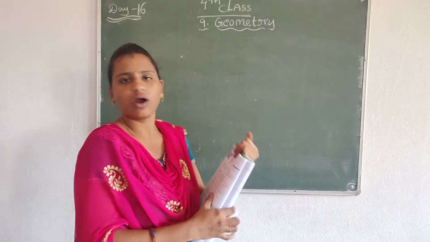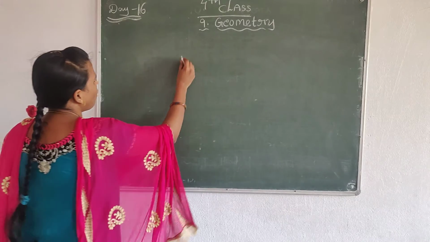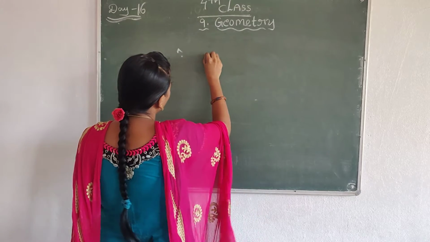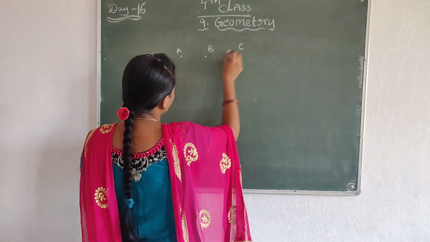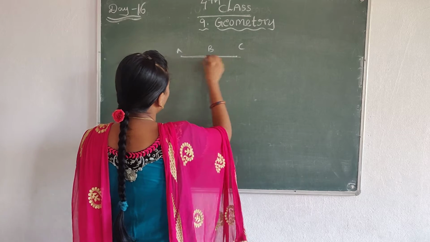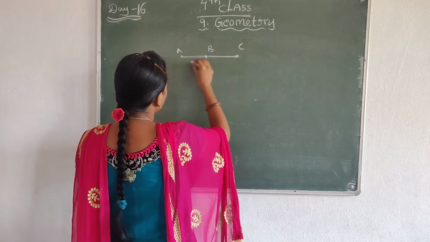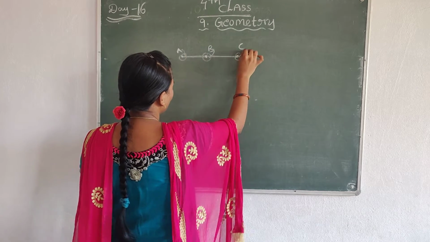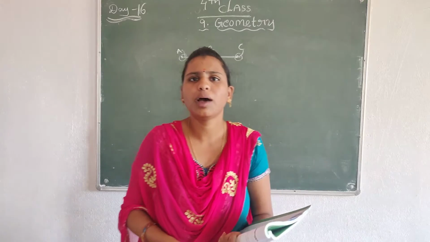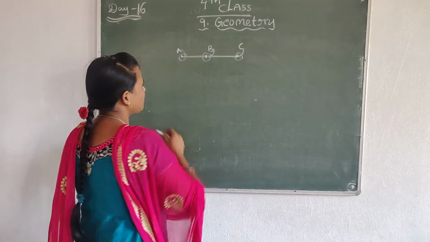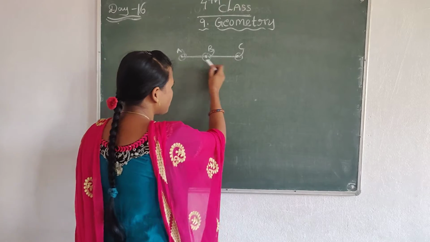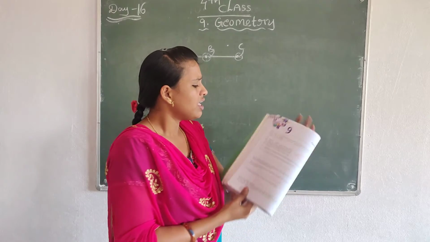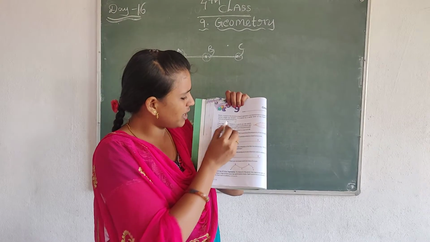A, B, C. Okay. Let's take a point and put a point A, and take another point B. Take another point C. Take three points. This point is A, this point is B, this point is C. So those are the points. Does this point have any length and breadth? No. Just a point means just a dot. Dot is a point.